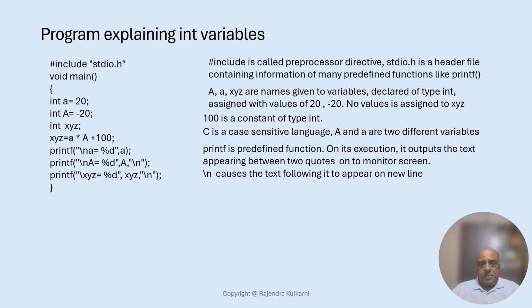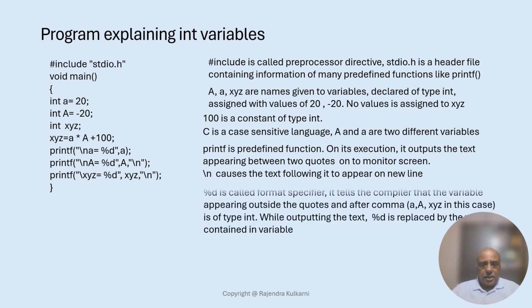Printf is a predefined function. On its execution, it outputs the text appearing between two quotes on the monitor screen. \n causes the text following it to appear on the new line. %d is called a format specifier. It tells the compiler that the variable appearing outside the quotes and after the comma is of type int.